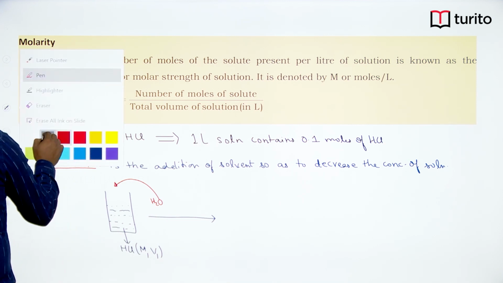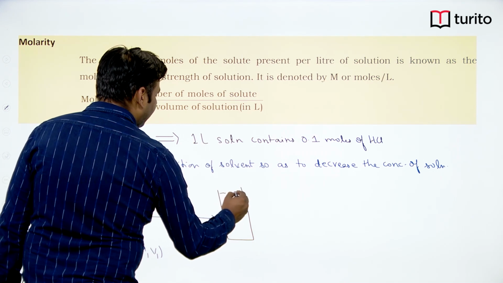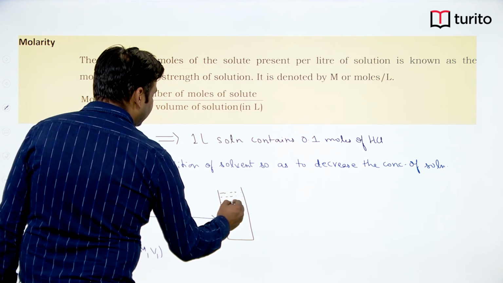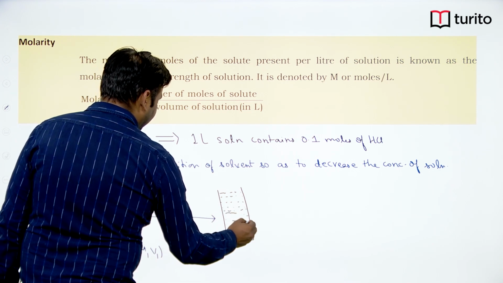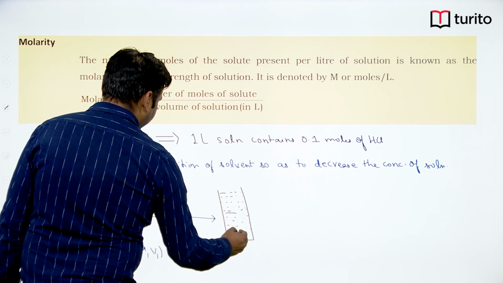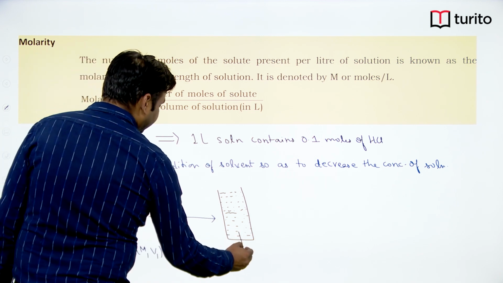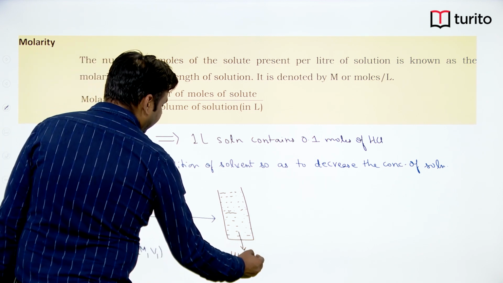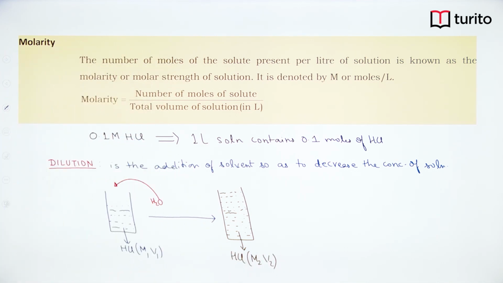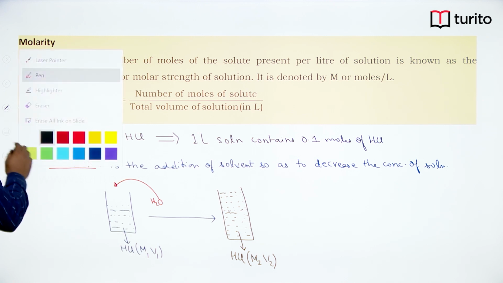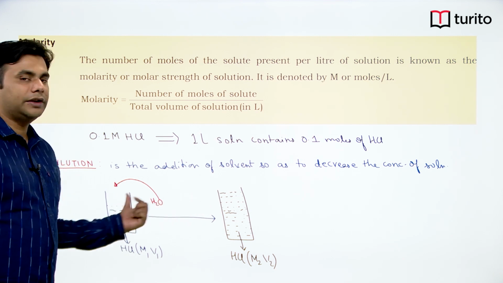So the total volume of the solution would increase, because we have added the solvent. Now because the total volume has increased, its concentration would also decrease. So this is basically the HCl now. Suppose the molarity of the solution became M2, and the volume became V2 upon addition of water. If you look at this, we are just adding solvent to this system.